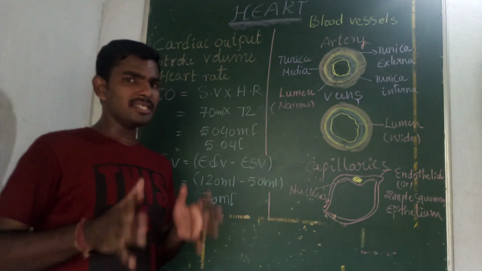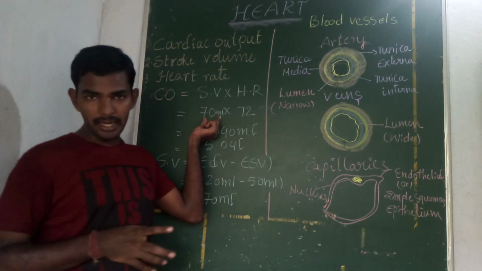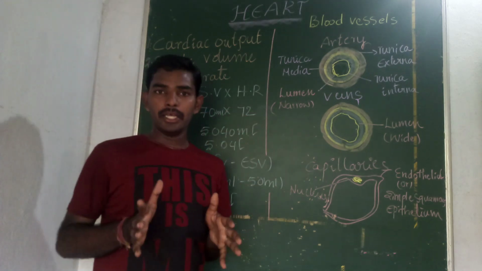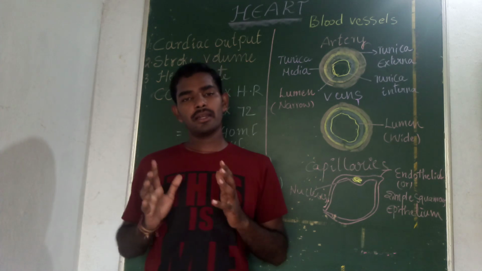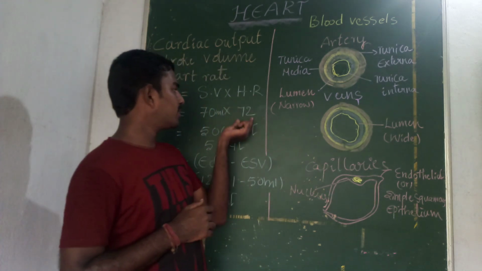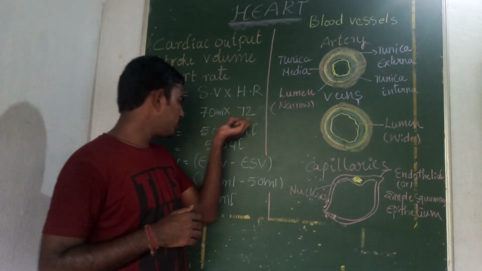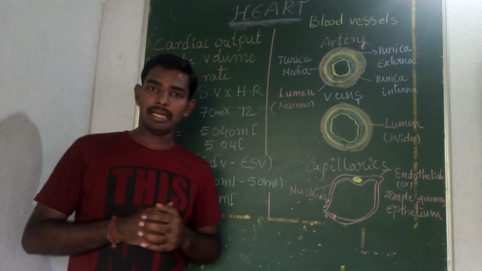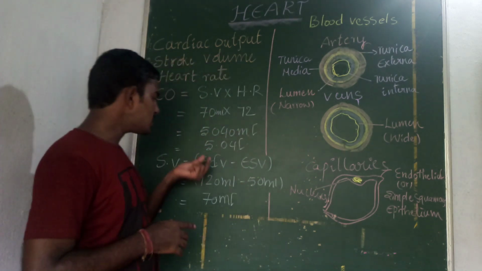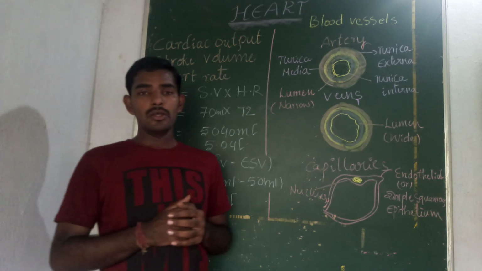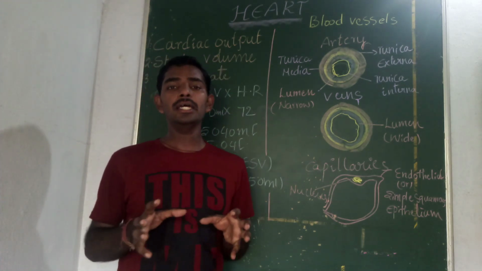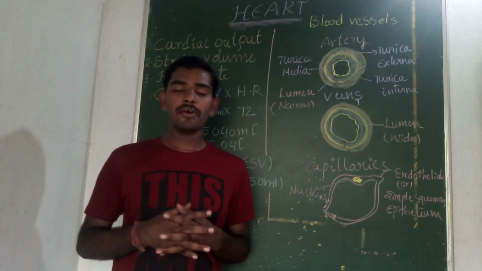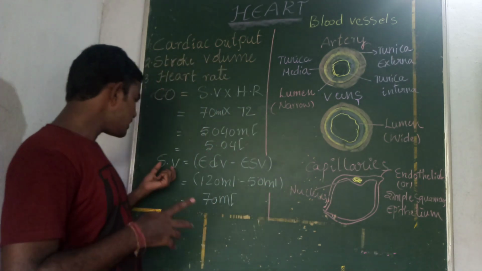Let us say a person has a stroke volume of 70 ml, and normally for adult humans the heartbeat range is 72 times per minute. So heart rate is 72. So 70 into 72 is 5040 ml. When you convert into liters, that is 5.04 liters. So for each minute, the heart will release about 5 liters of blood to distribute to different parts of our body.